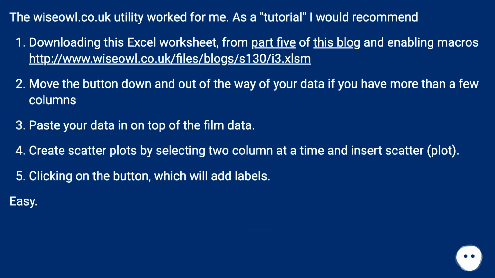As a tutorial, I would recommend downloading this Excel worksheet from part 5 of this blog and enabling macros. This URL. Move the button down and out of the way of your data if you have more than a few columns. Paste your data in on top of the film data. Create scatter plots by selecting 2 columns at a time and insert scatter plot. Clicking on the button will add labels. Easy.